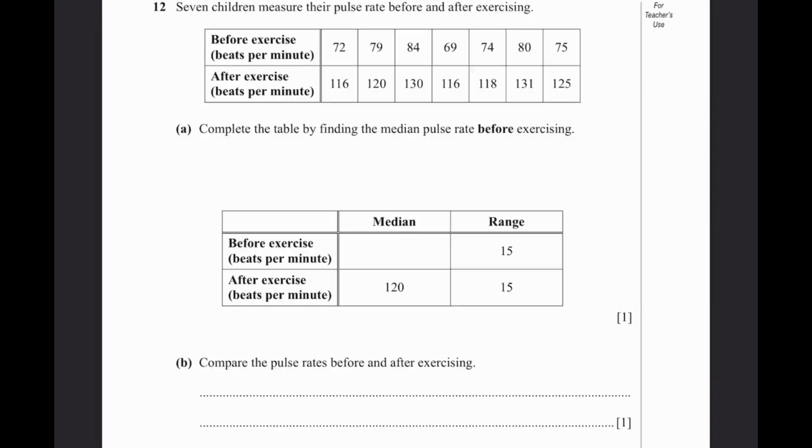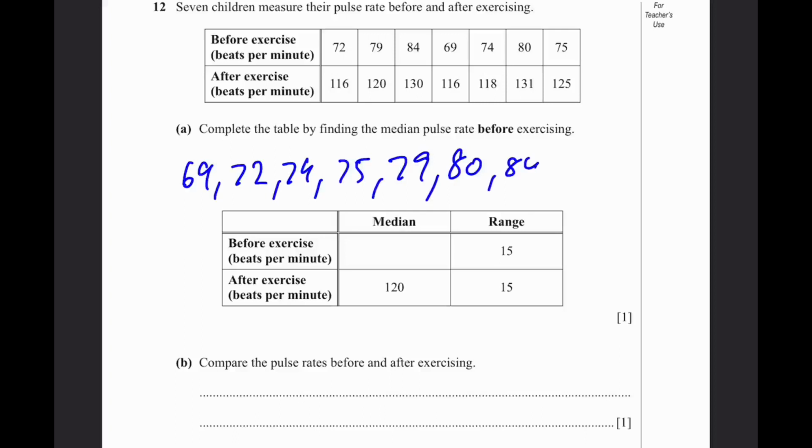7 children measure their pulse rate before and after exercising. A. Complete the table by finding the median pulse rate before exercising. Let's first arrange this in order. Ascending order, we have 69, 72, 74, 75, 79, 80, and 84. The median is 75, so you write that. It's at the middle of the 7 group.